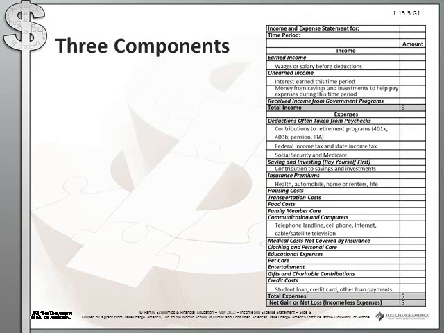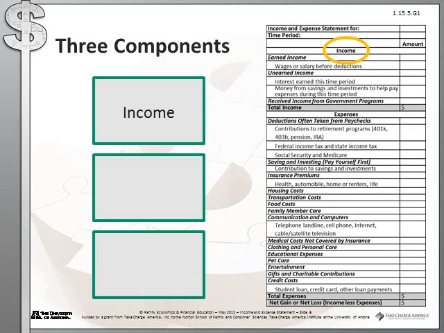There are three components to an income and expense statement. First, income, the money that you bring in. Then expenses, the money that you spend. And last, net gain or loss. This tells you how much money you have left over. Let's learn a little bit more about each component.